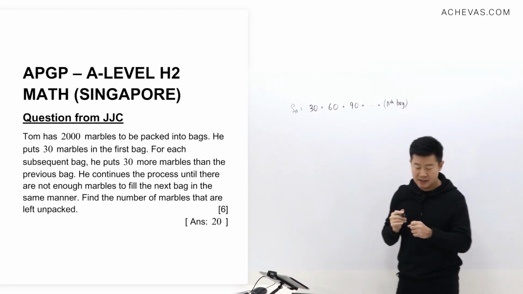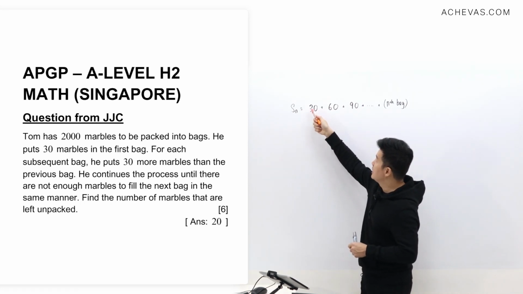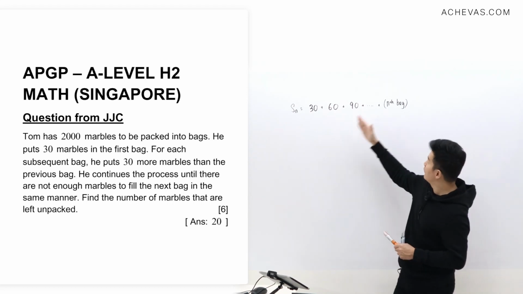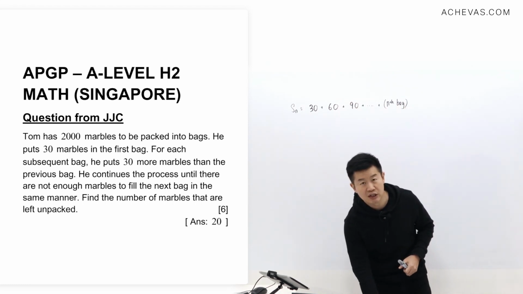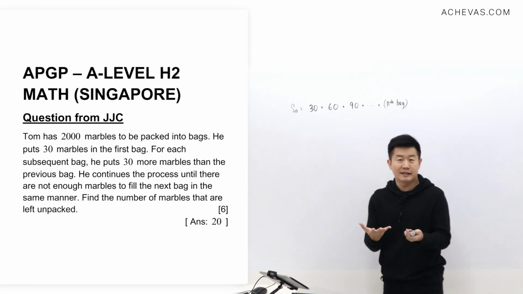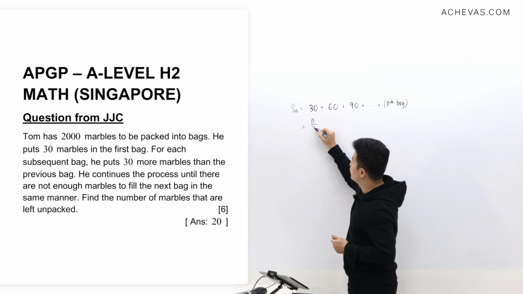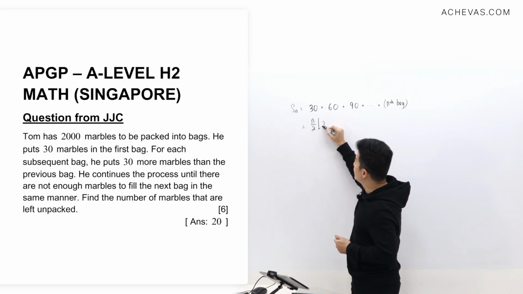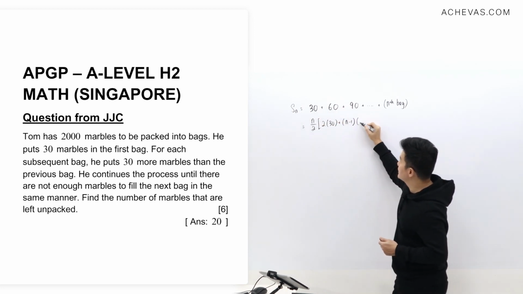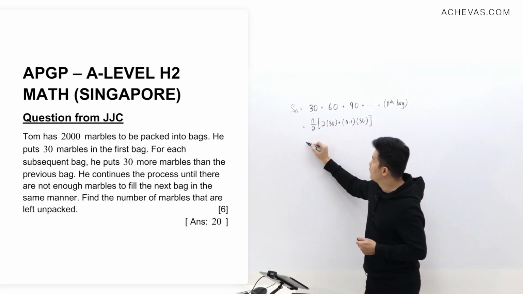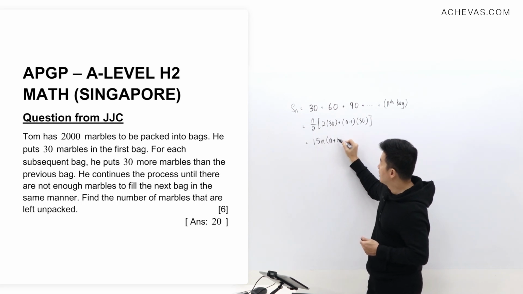What we are seeing now is an arithmetic progression with the first term as 30 and the common difference of 30. The number of bags is n, which tells me that the number of terms in this arithmetic progression is n. So we can do a sum using the arithmetic progression formula. Sn equals n over 2, times 2 times the first term, 30, plus n minus 1 times the common difference, which is also 30. If you work this out, you will get 15n times n plus 1.